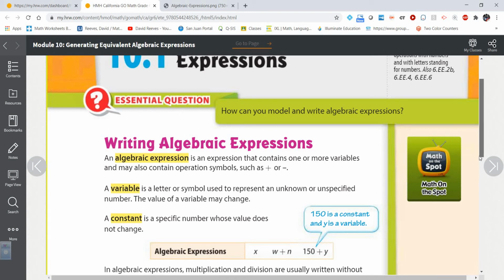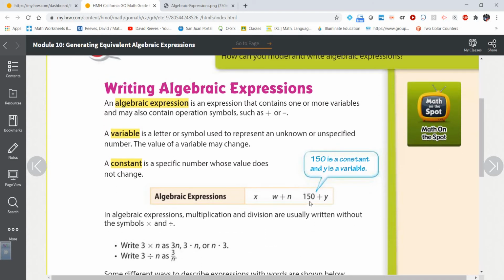And a constant in algebra is just another name for a number whose value does not change. All right, so in these expressions, that number 150 would be a constant. The rest of the constants here are 1. If you're going, well, I don't see a 1, well, this x is 1x, so we don't usually write a 1 when it's multiplied. This one would be 1w plus 1n, and this would be 150 plus 1y. So if you look down here, in 3n, 3 would be the constant, and in 3 divided by n, 3 would be the constant as well. Okay, so basically any number in an expression is called a constant.